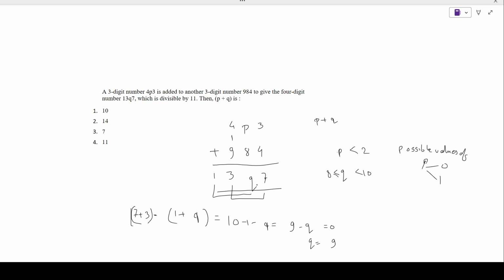Since q is 9, we have another equation here, p plus 8 is equal to q. We got the value of q from here. So p plus 8 is equal to 9, so the value of p comes out to be 1. So p plus q is equal to, the value of p is 1, q is 9, equals 10. The correct answer comes out to be 10, which is option number 1.